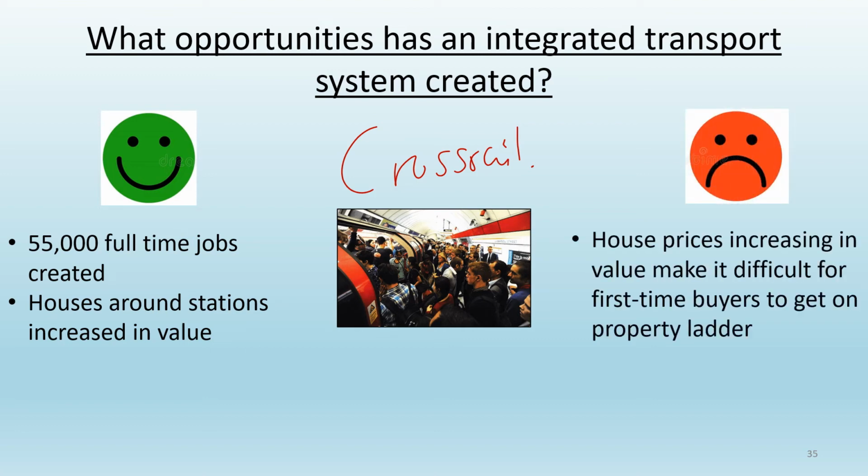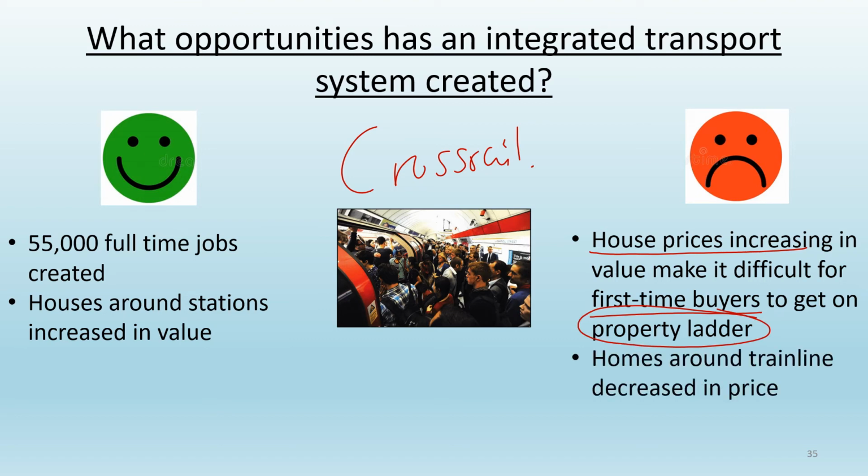Unfortunately, though, what that means is if the house prices are increasing and you are a first-time buyer, it's going to be very difficult for you to afford those higher-priced homes, and also the homes around the train line itself, so not on the station but the train track, have actually decreased in price due to the noise. That isn't very good for homeowners there.